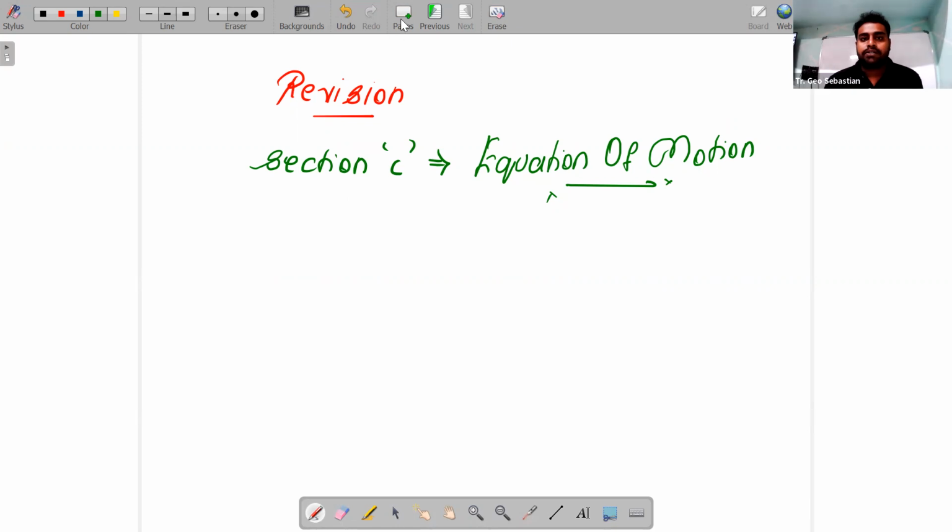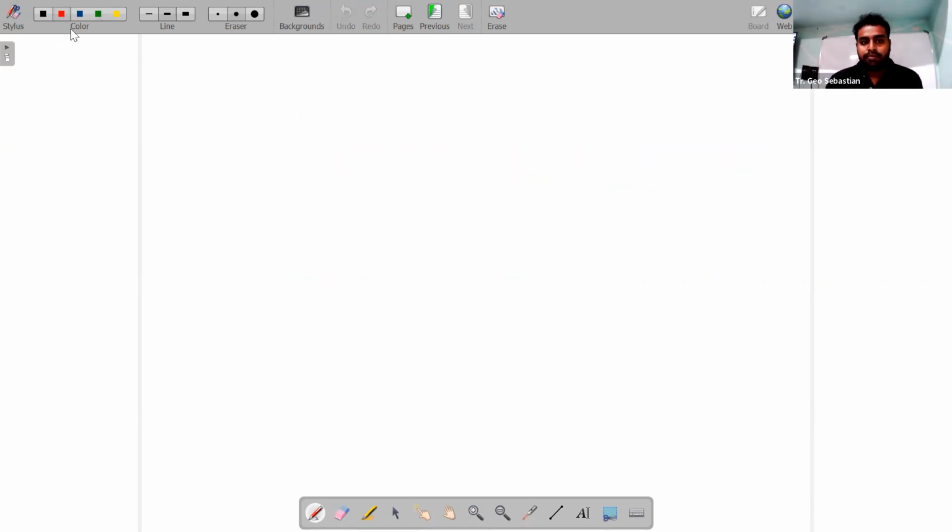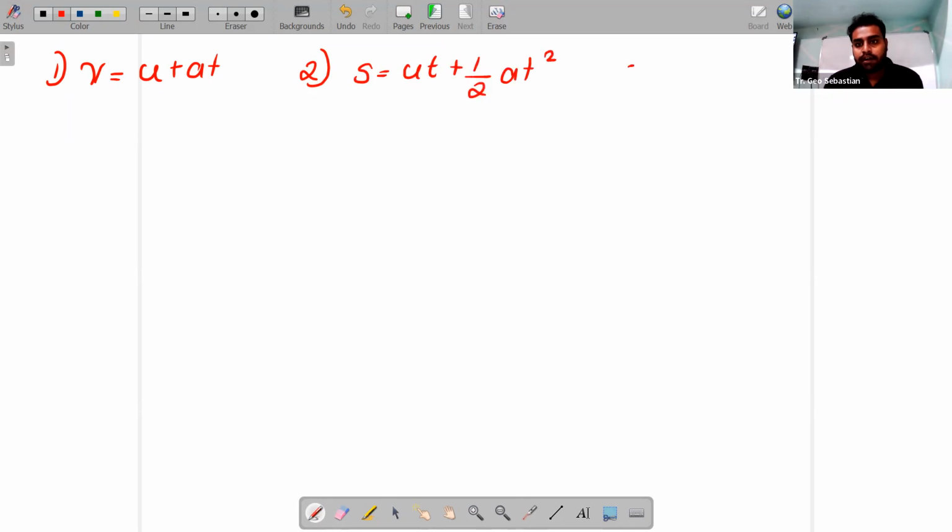Fine. So in this chapter, children, you should remember three equations. The first equation is v = u + at. The second equation is s = ut + half at square. And the third equation is v square = u square + 2as.